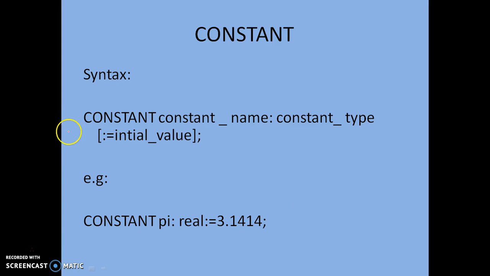The syntax used for a constant is constant name and constant type, and you can force some initial value using this syntax. A very famous example is pi, which has a constant value of 3.14, and this you can declare using the constant data object. In VHDL, pi is of type real, which is the data type used because we are using a real value here, that is 3.14.